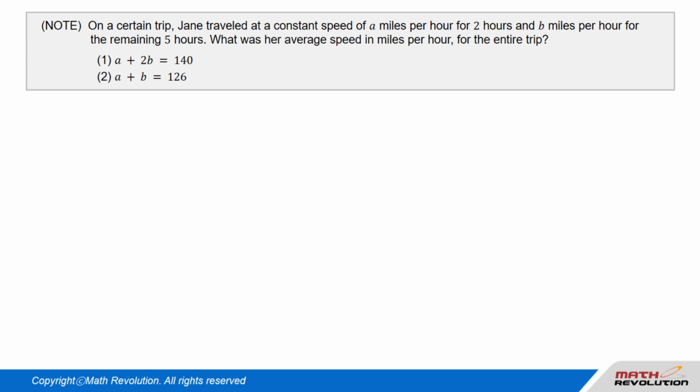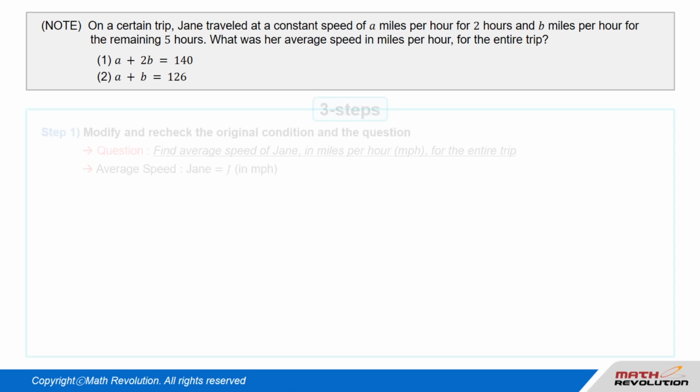Condition 1. A plus 2 times B equals 140. Condition 2. A plus B equals 126.